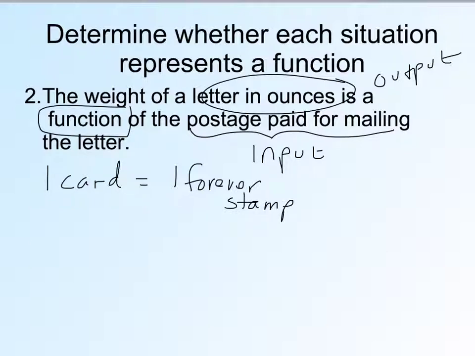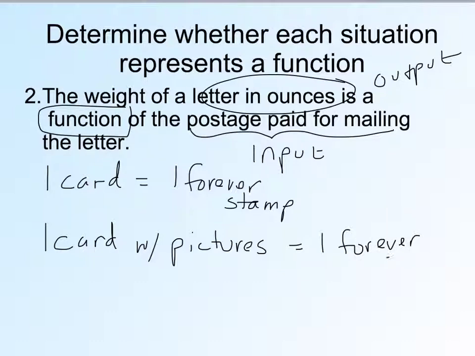Now let's say you have the same birthday card, but now you have pictures in it. It is also going to only cost you one forever stamp. These cards are going to have different weights, but they still cost the same. So this is not a function because the same postage applies to two different weights.